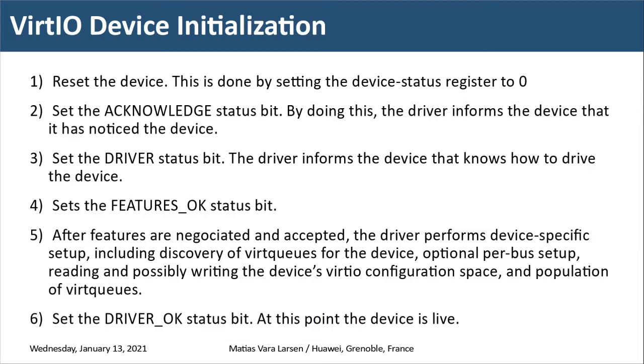To initialize a device, the driver has to follow, say, 6 steps. First, it has to reset the device, then it has to set the acknowledge bit. Third, it has to set the driver bit. In the 4th step, it has to set the features OK status bit. Then, the driver has to set the driver OK bit to tell the device that all has been set up. The VirtIO specification specifies the correct order in which the status register must be written. For example, the setting of the driver status bit must precede the features OK status bit, and so on.